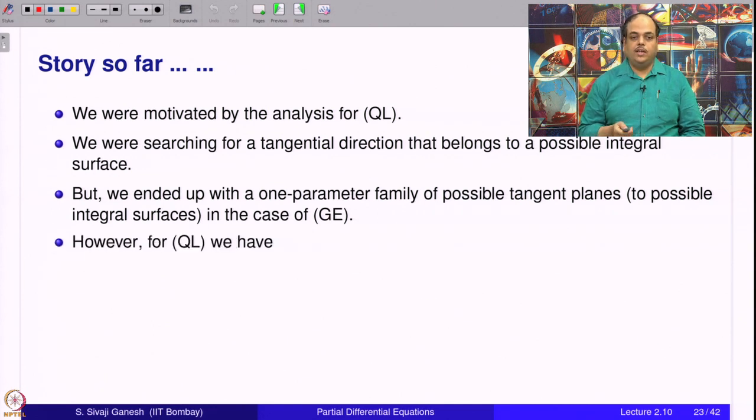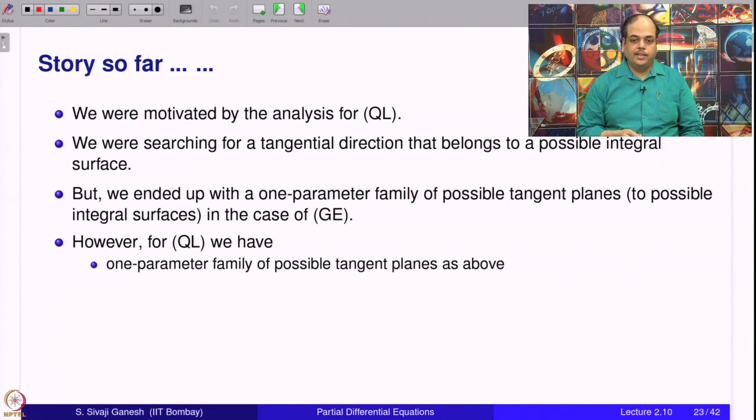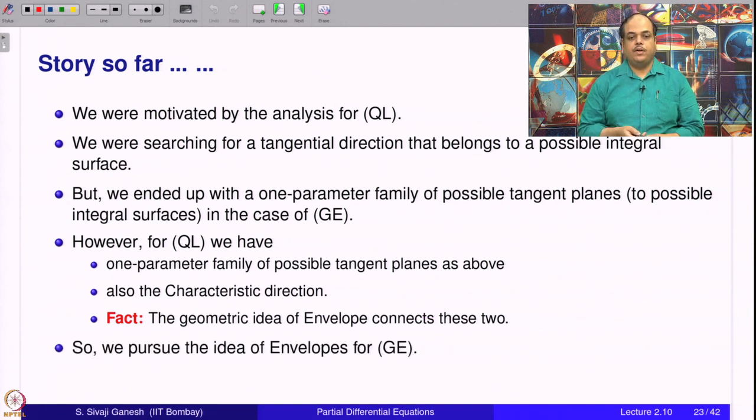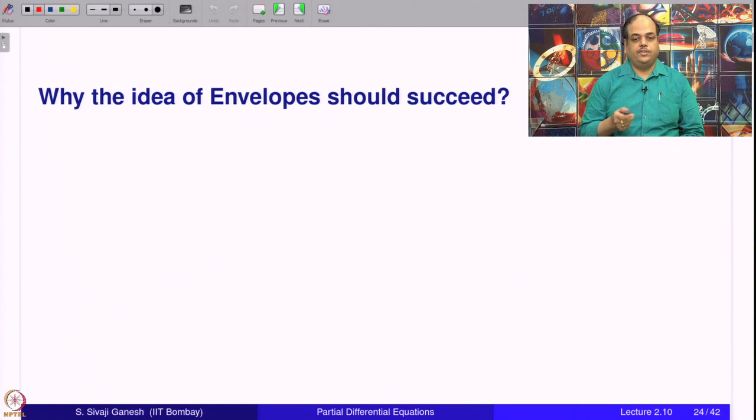However, for quasilinear equations, we have one parameter family of possible tangent planes as above in the previous slide, and also the characteristic direction. And the geometric idea of envelope connects these two. The envelope of the one parameter family of possible tangent planes that we described earlier turns out to be a cone, and the characteristic direction turns out to be a generator of that cone. So, therefore, there is a connection. So, we pursue this idea of envelopes for general equations.